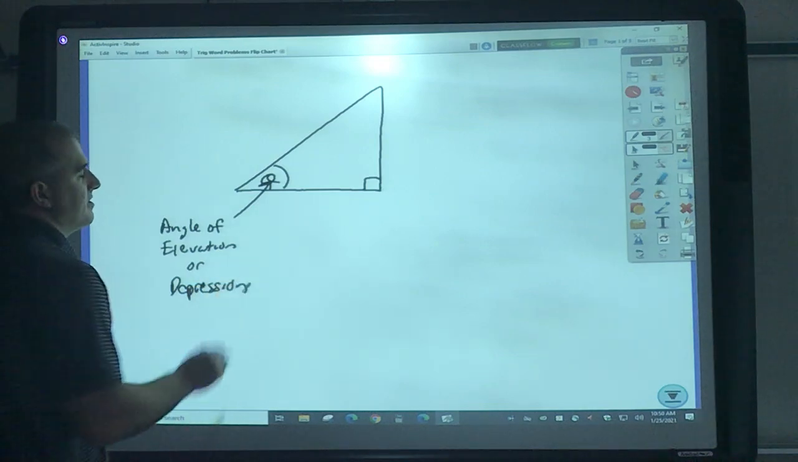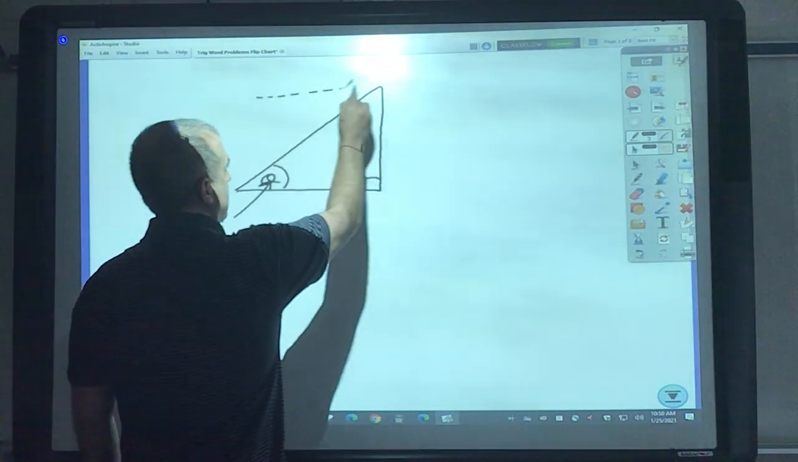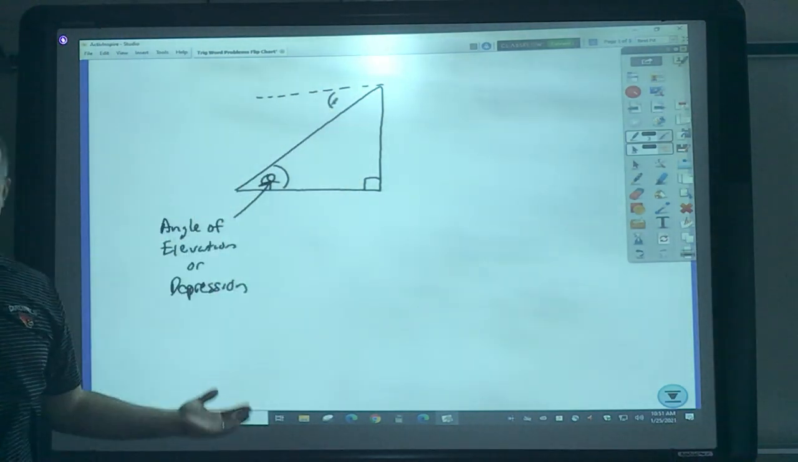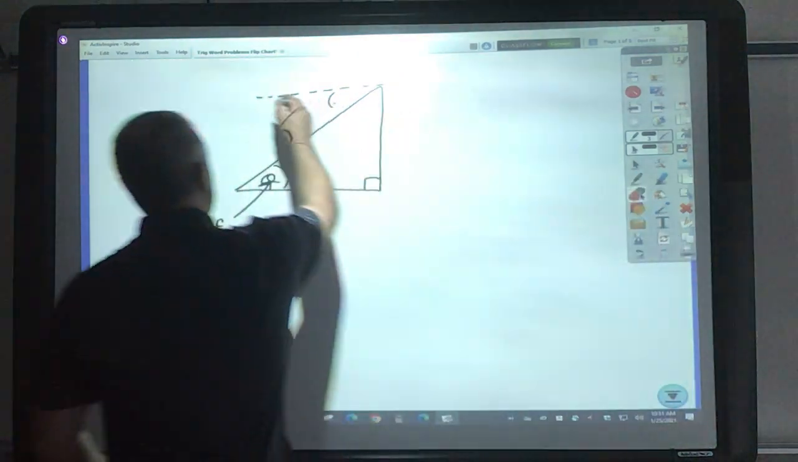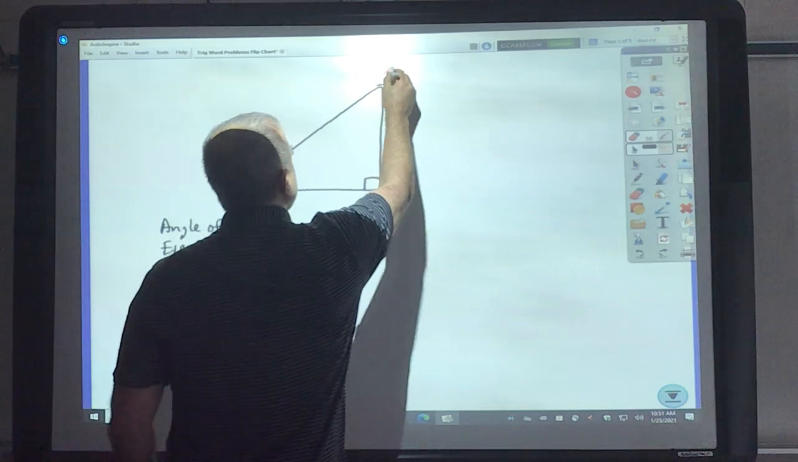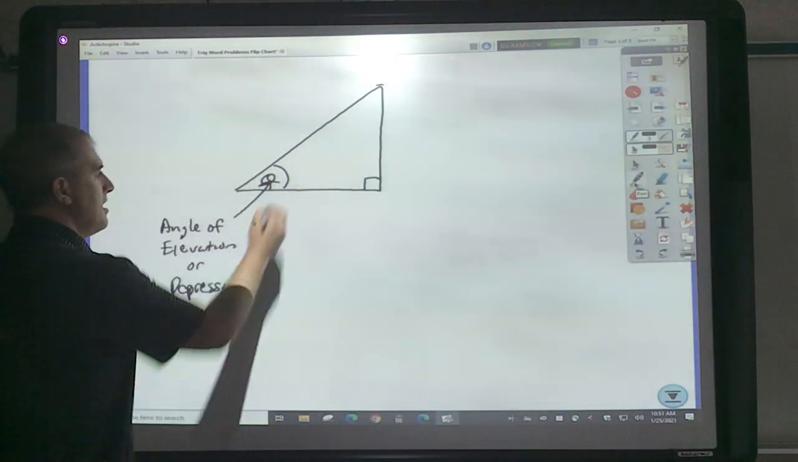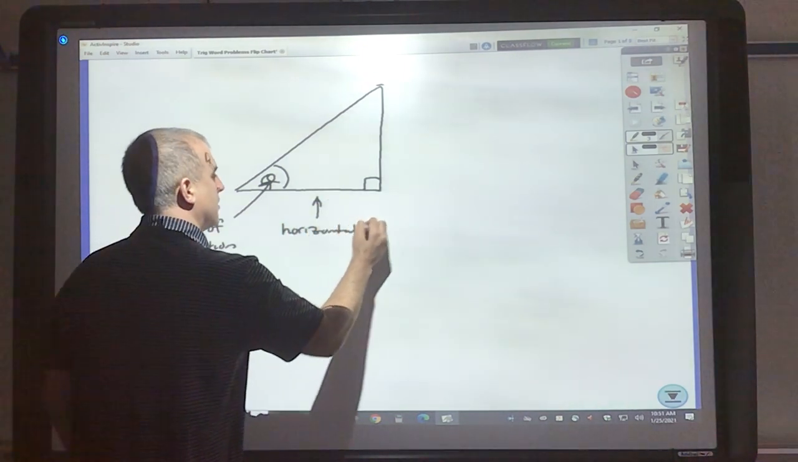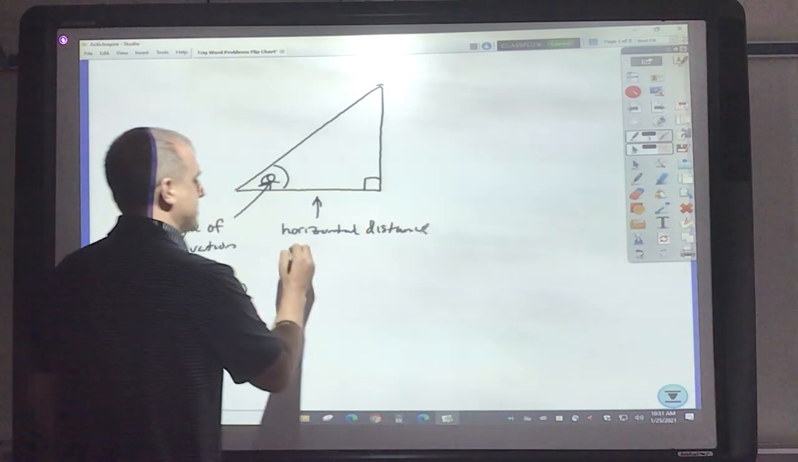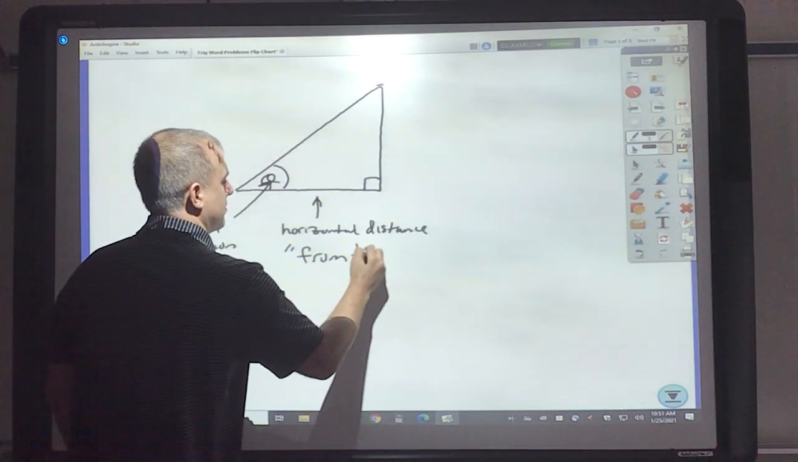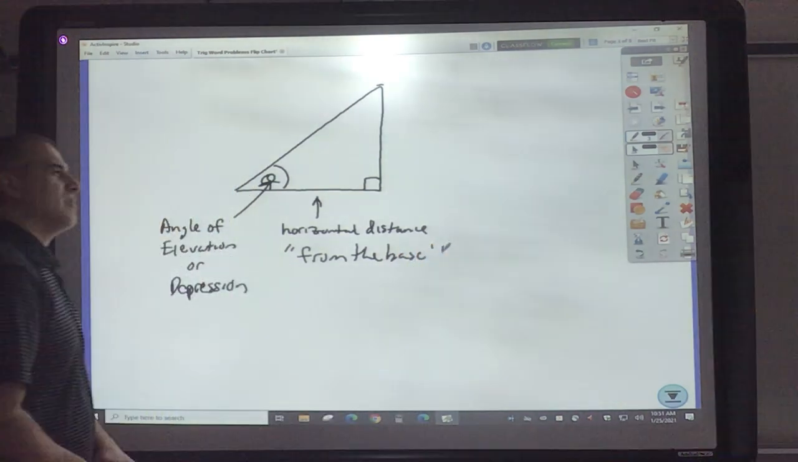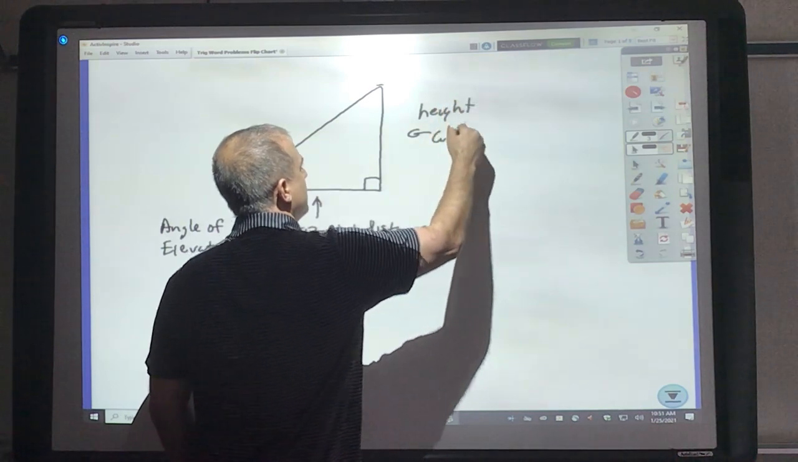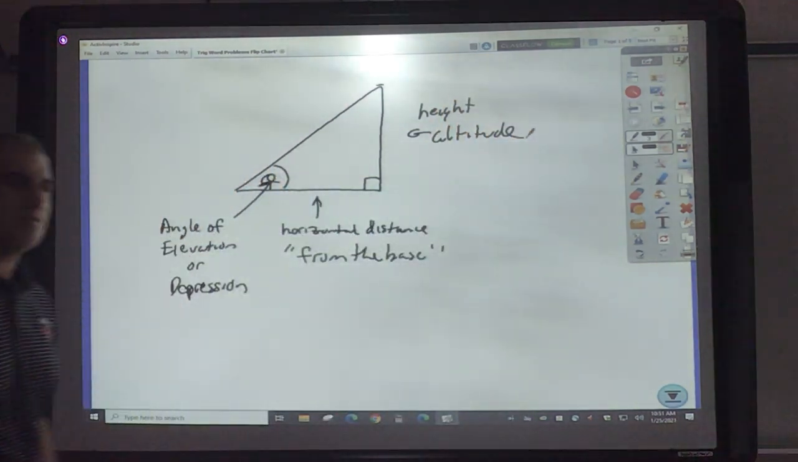If you study parallel lines, the angle of depression is actually here, so these two measurements end up being the same, which makes it easier for your triangle. Now, you just have to be able to identify key words. For this side, this is horizontal distance. Another big thing is "from the base." This is common vernacular for this. For this side, we talk about height, altitude, things of that nature.